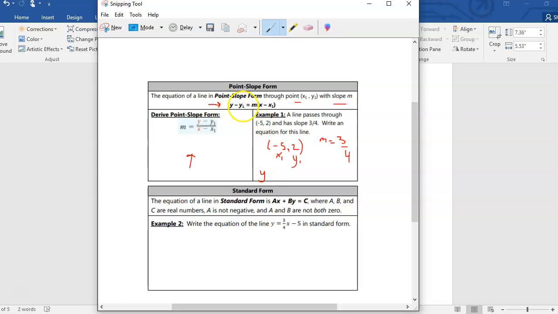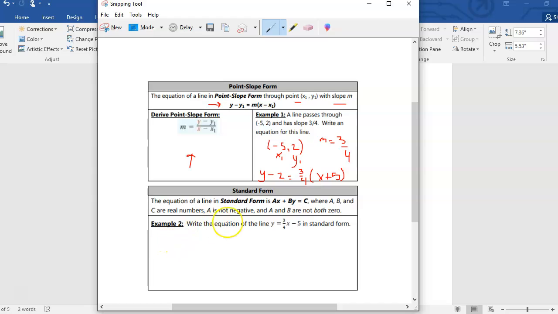All right, so I just drop in my y1 into this formula. So this would be y minus 2 equals, and then my slope 3/4, and then I got my parentheses x. Now minus a -5 is going to turn it positive, so this would be x plus 5. All right, dropping in my x1 point. So that's it. That's point slope form. All right, so let's go to the next one.